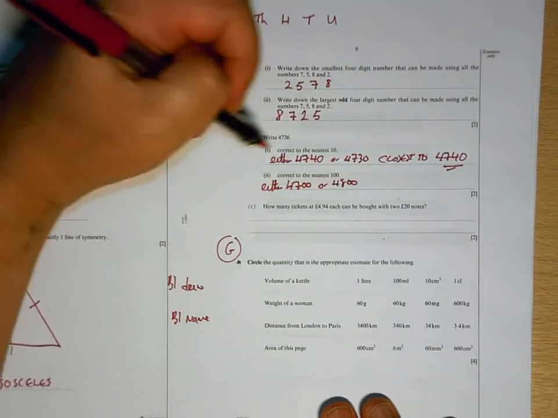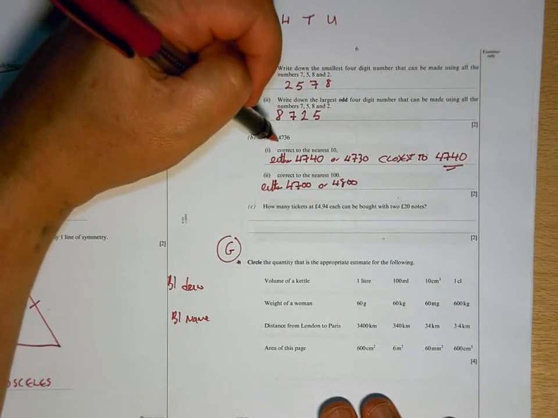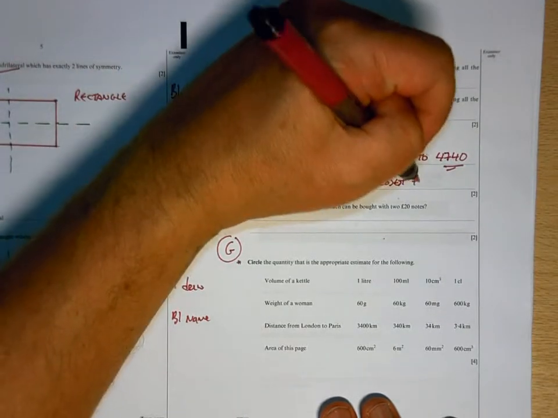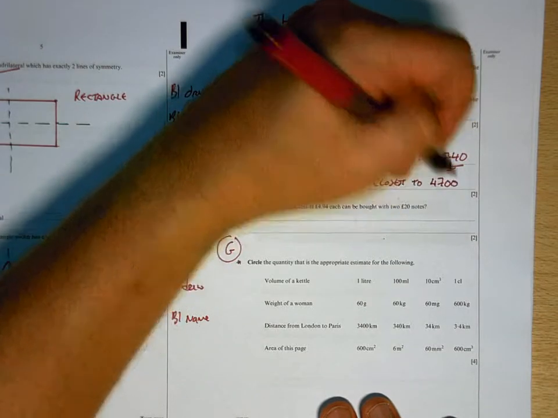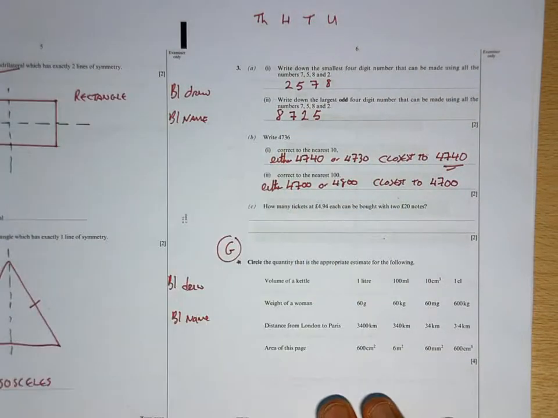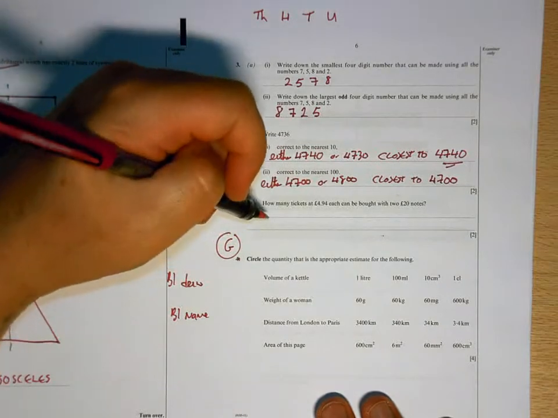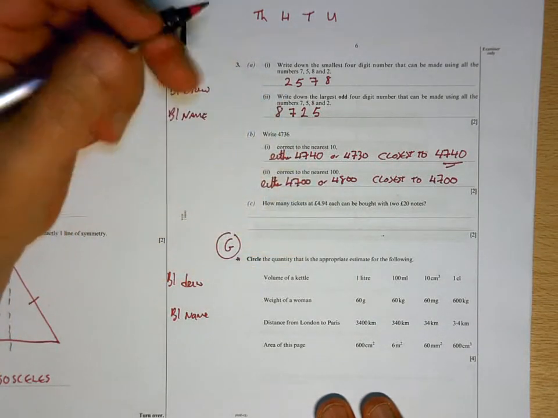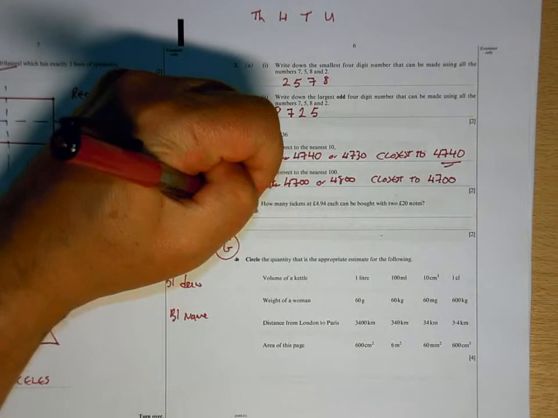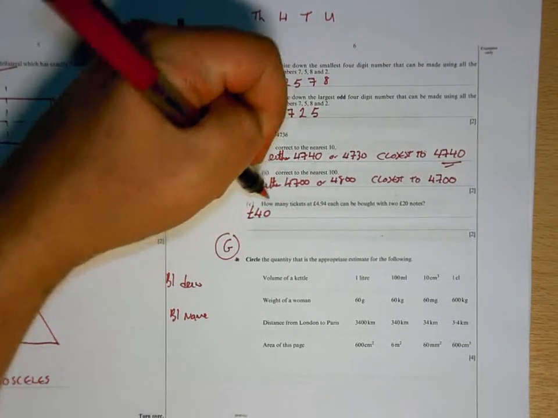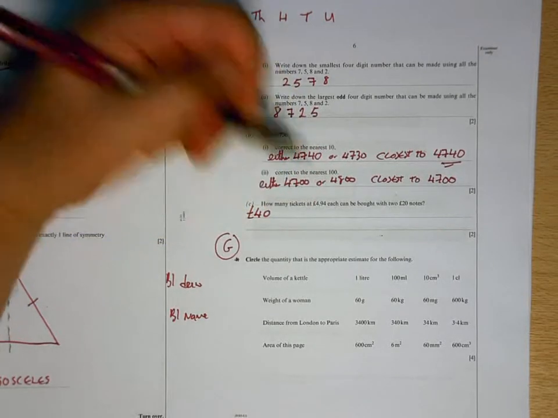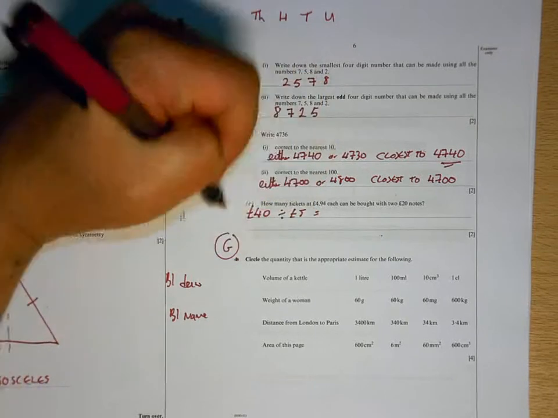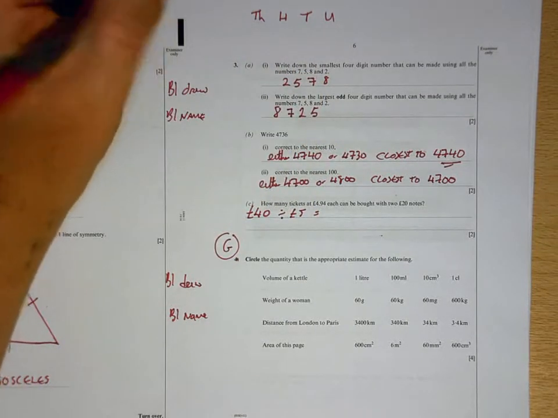And we can see that it's closest to 4,700. And how many tickets at £4.94 each can be bought with 2 £20 notes? Well, 2 £20 notes is £40. That's almost £5. 5 into 40 goes 8 times.